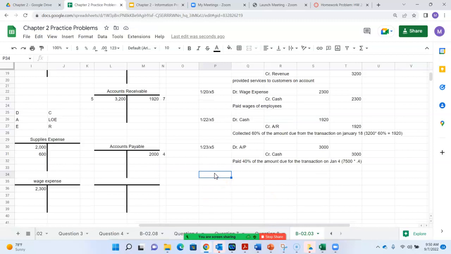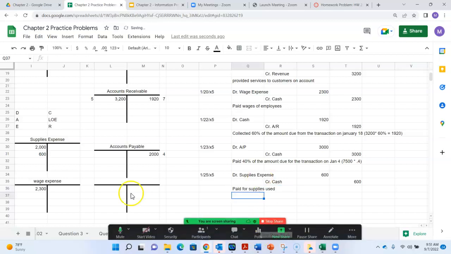So this occurred on January 25th. We are going to debit our supplies expense. We are going to credit our cash. This is 600. This is 600. And let's write our description. Paid for supplies used. Last one, we're almost there.